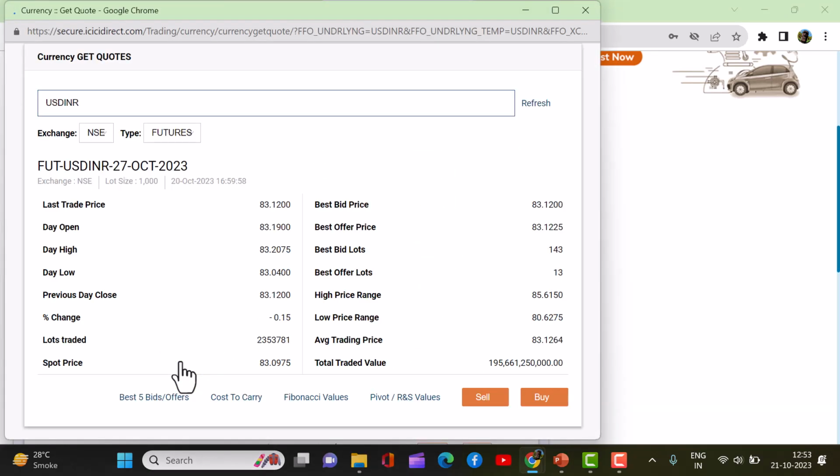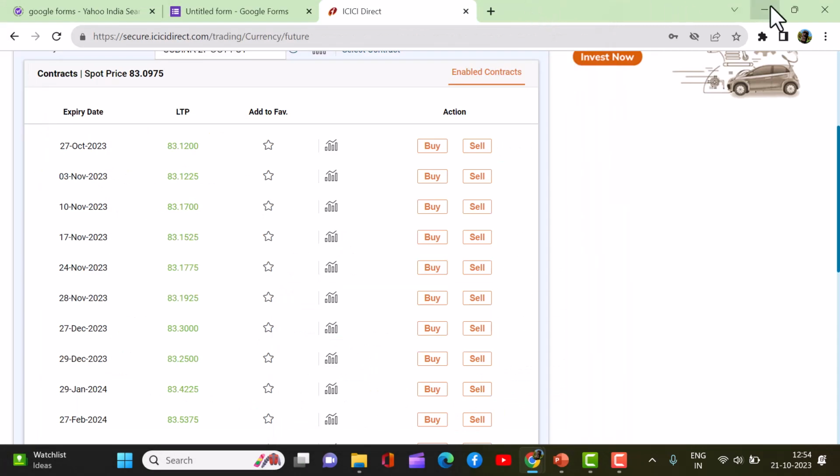So just click this, and you'll have this for that day. The last traded price is 82.12 because today is a holiday. So it was yesterday's closing price. The day opened with 83. Day high was 83.20. Day low was 83.4. And the change was 0.15%. The dollar had come down a bit over the day. The last traded price is 83.12. So you have some idea how the market has moved. But then we just come back to the question and then go back again to understand this in more detail.